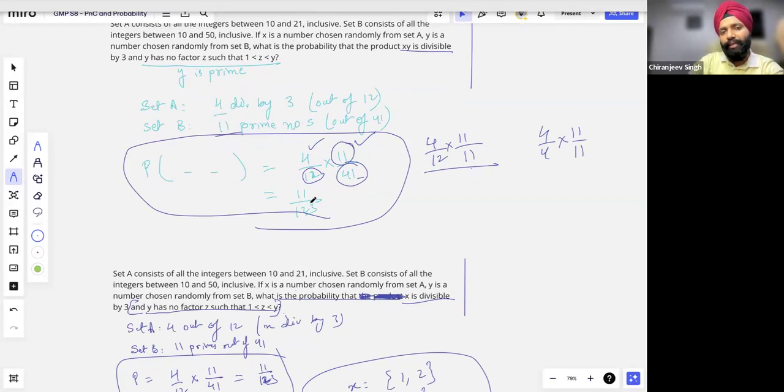Product xy divisible by 3 and y is prime. To ensure both, you have to put a constraint on x that x is divisible by 3. So this is the constraint you are putting, 4 by 12. And then you're putting a constraint on y that it should be prime. But y is a number randomly chosen from set B. So there are 41 possibilities, but you're only interested in 11 possibilities. So 11 by 41, so it's 11 by 123. Questions, confusions, doubts?